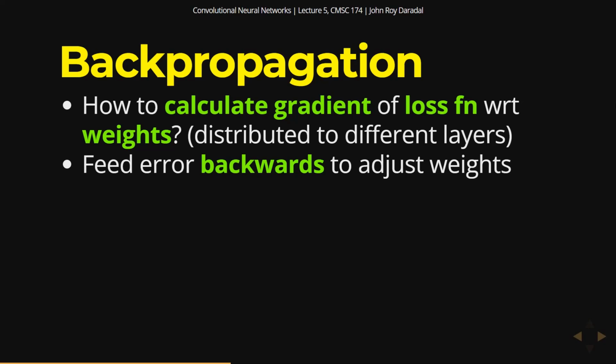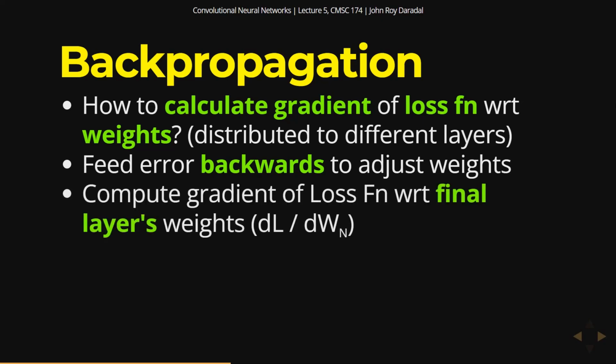So the idea is we will feed the error backwards to adjust the weights. We will start with the final layer. I'll tell it, hey, this is the error, compute your gradient, and then pass it backwards. Then the second to the last layer will compute its gradient, and say, okay, I have my gradient now, I'll pass this error backwards, and so on until it reaches the first layer. So you're feeding the error backwards to adjust the weights.